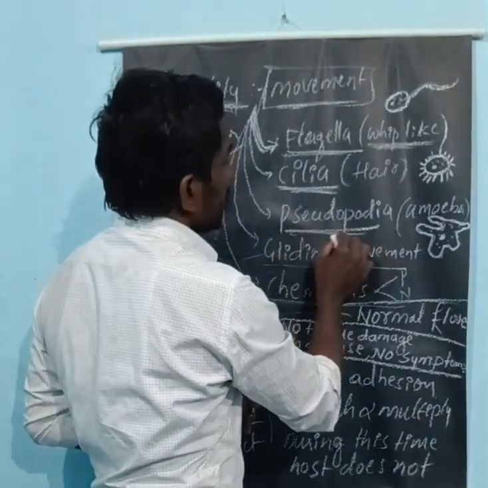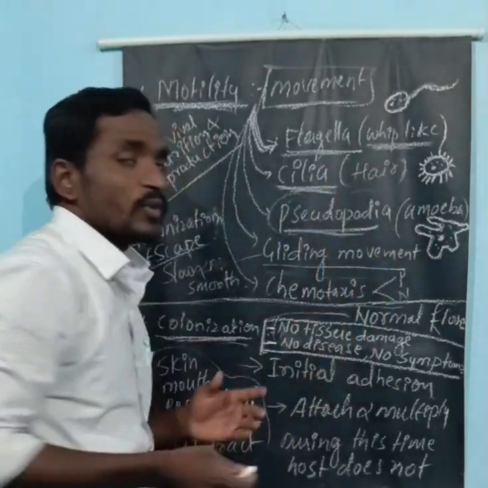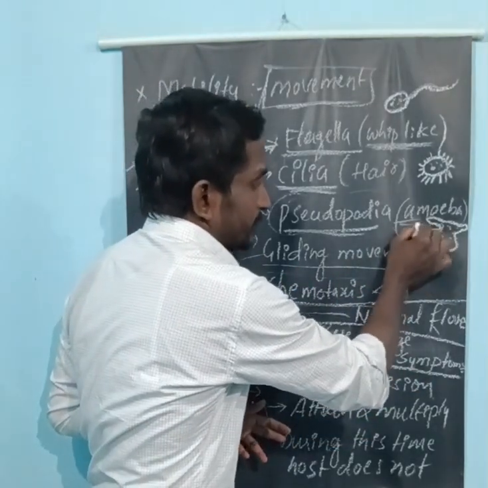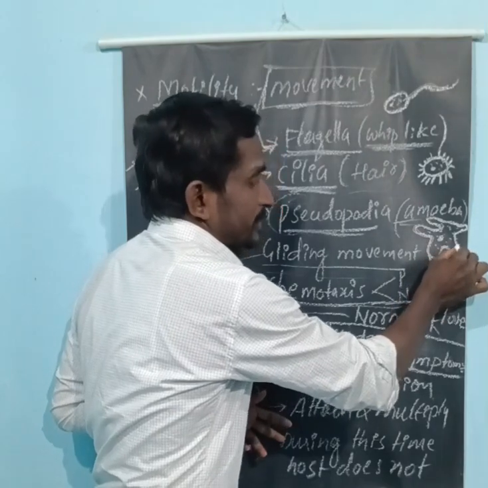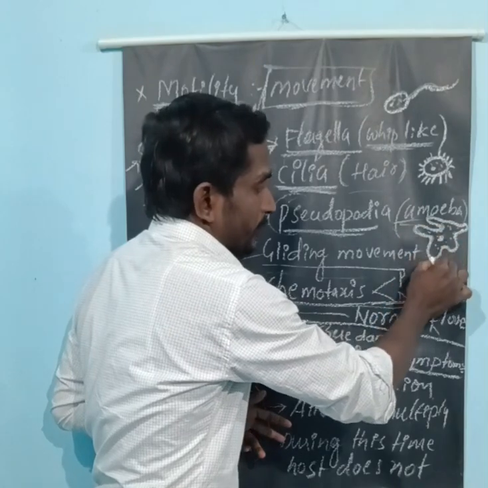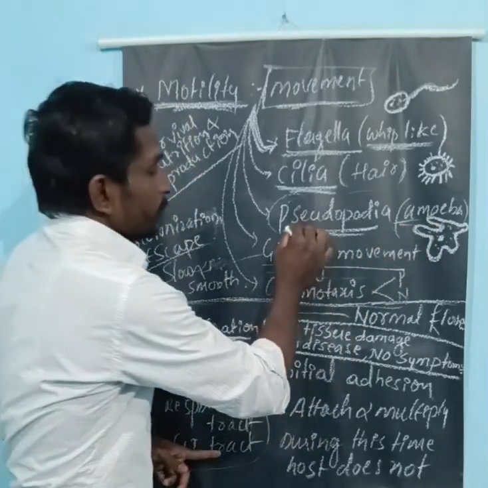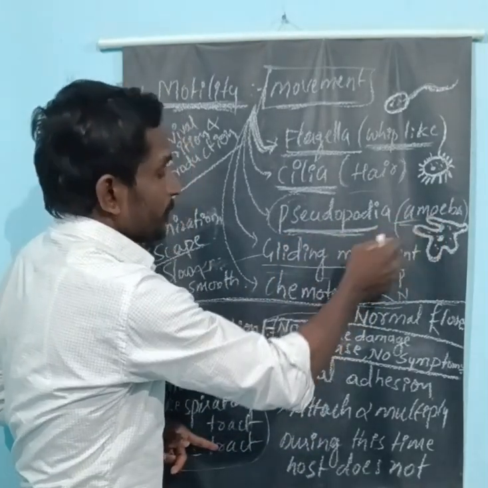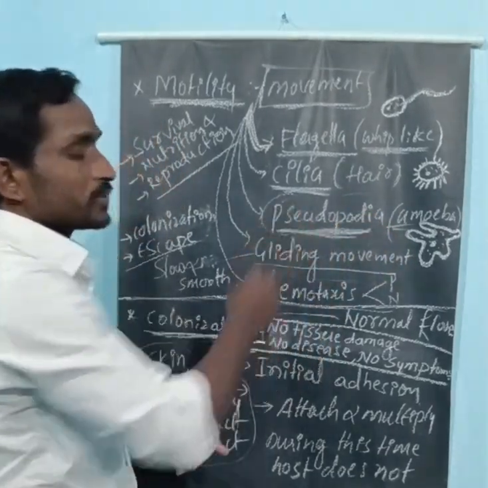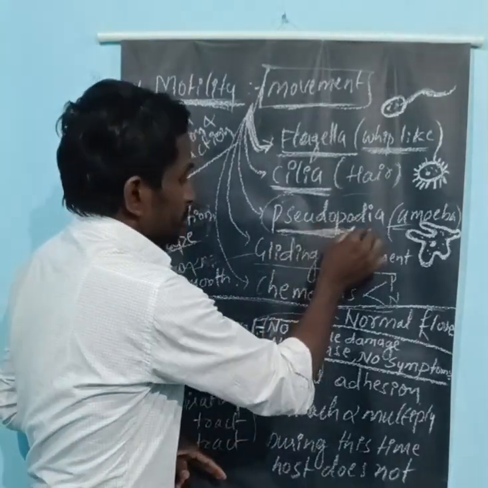Then pseudopodia. Pseudo means false, and podia means leg. It means false legs, mithya padagalu. Especially amoebas have pseudopodia. Due to the cytoplasm, the movement takes place with the help of pseudopodia. For example, amoeba moves from one place to another place with the help of the false leg, or pseudopodia. That is the motility of microbes.